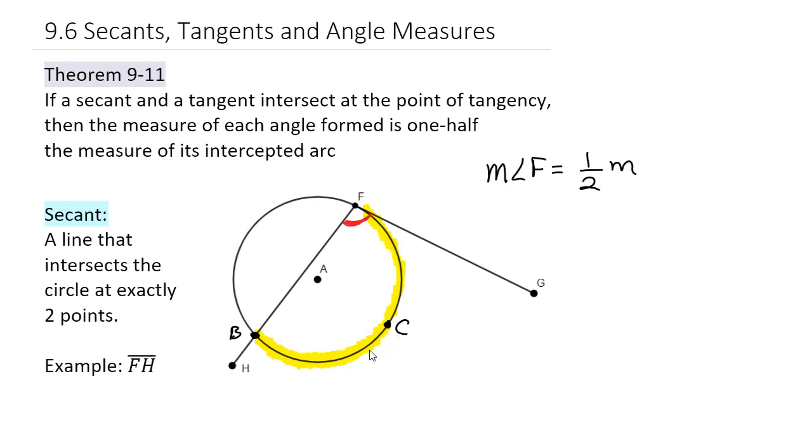It looks like it is a major arc, so I'll go ahead and use 3 letters to name it. So from F goes through C and stops at B. Regardless of whether it is a major or a minor arc, it will be half the measure of that arc.